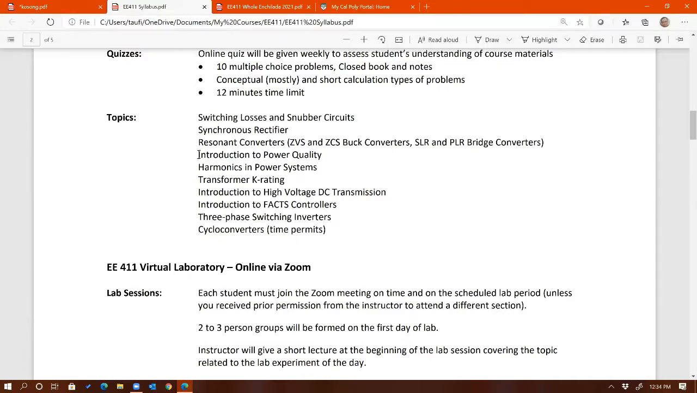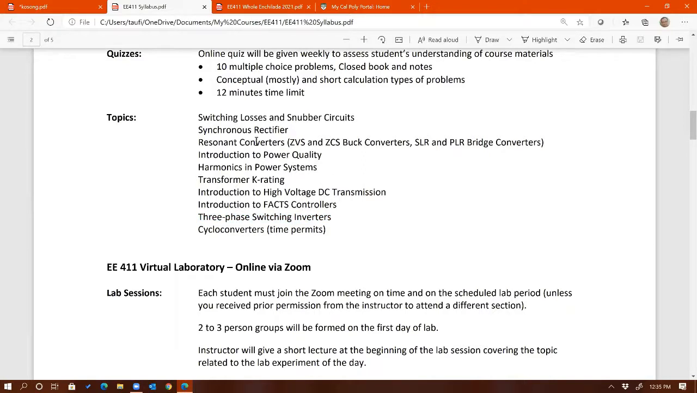And then I may or may not do this. If I do this, I might do it in the lab, maybe. We'll see. And then we'll do harmonics in power systems, transformer K rating, and then introduction to high voltage DC transmission, introduction to FACTS controllers, flexible AC transmission systems, and then three-phase switching inverters, right?